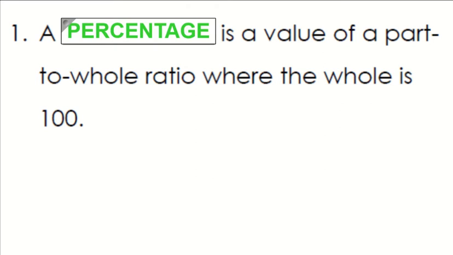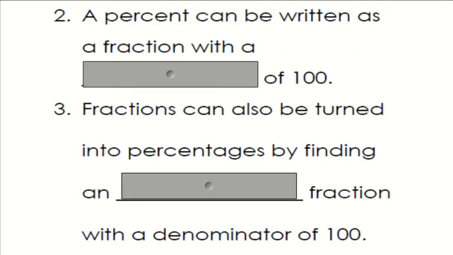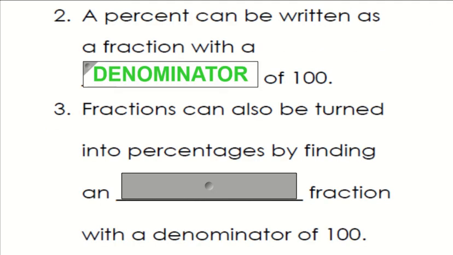A percentage is a value of a part to whole ratio where the whole is 100. When it says part to whole, that's something out of something. All they're doing is making it so the whole is 100. The whole is what's on the bottom, the denominator. So you're making a fraction with a denominator of 100. A percent can be written as a fraction with a denominator of 100.